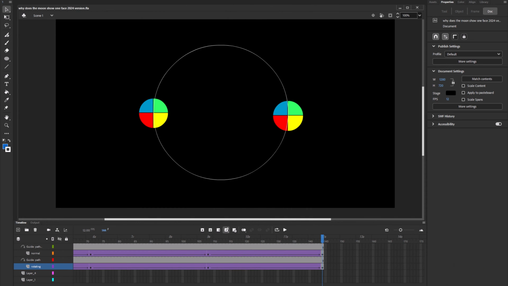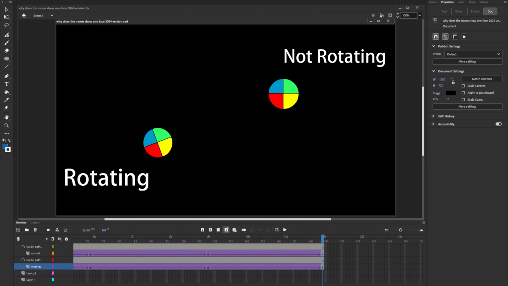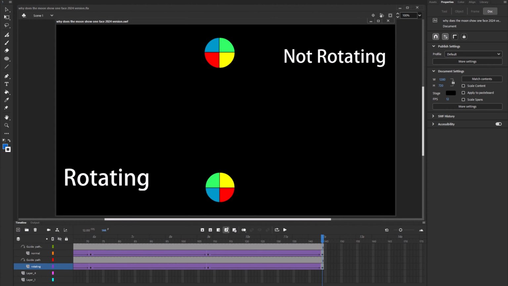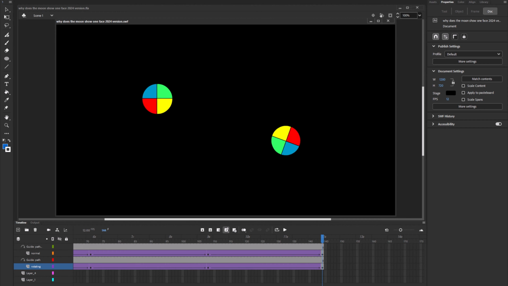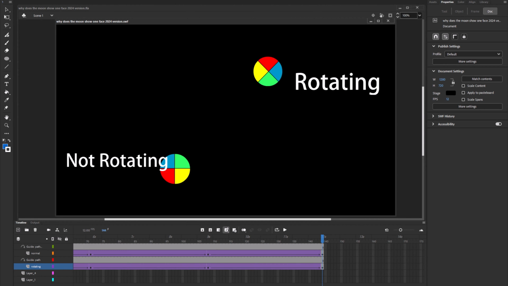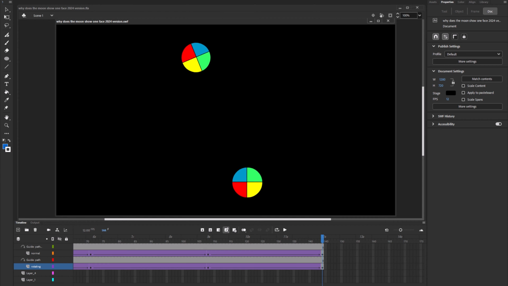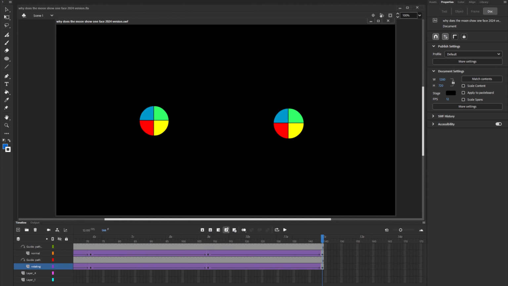So now I'll play the animation. Remember, the one on the left is now spinning. The one on the right isn't spinning at all. It's just the graphic going around. As you can see, the one that is spinning, while it's going in a circle, will now show the same face to the centre of that orbit all the time.